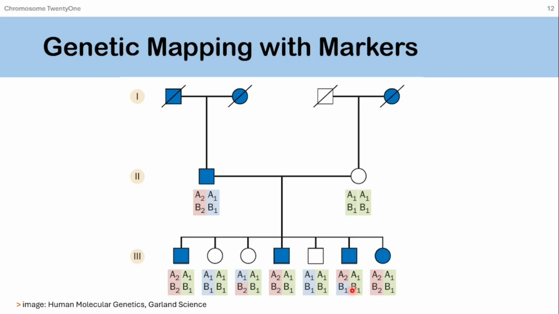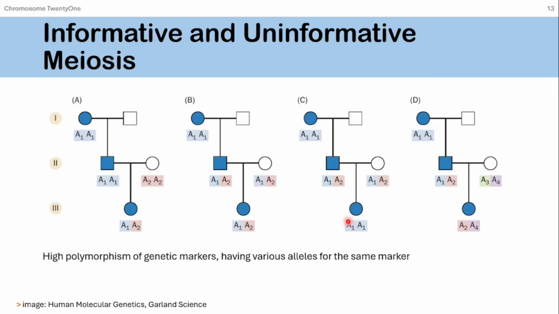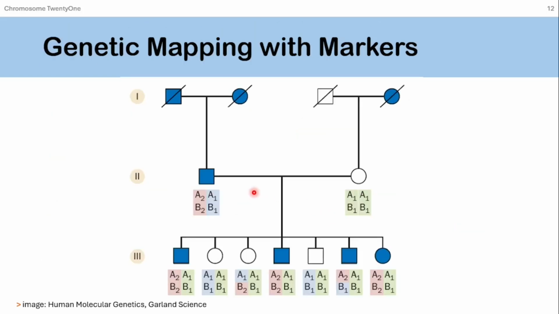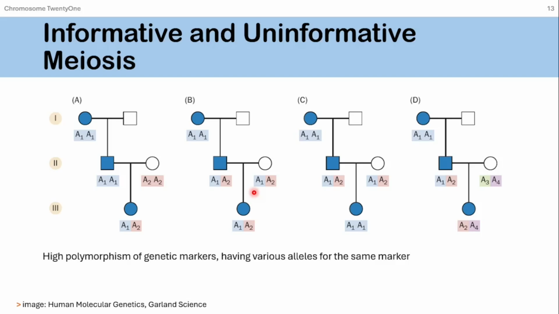We'll be looking into some other videos, but for now, let's look into informative and uninformative pedigrees. This pedigree was very informative, but not all pedigrees are as informative as this one. There is something called Polymorphism Information Content, or PIC, which is obtained from a specific pedigree, and this helps us to map our loci on the chromosome. Now let's take this example.